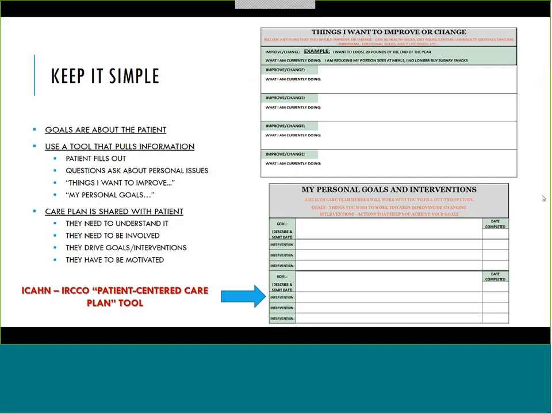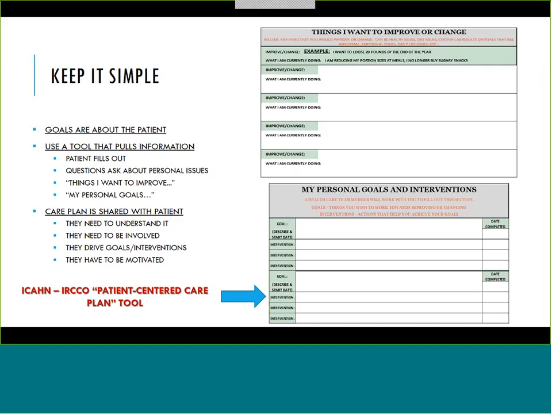The goals are about the patient. It's not about what we feel our nursing education has taught us to implement, with our nursing books. It's about what does the patient need and what needs to change for them, and how can we word that so that they will work with us to do that. You need to use tools that start to pull information from the patient when you're building that care plan so that you can identify risk factors.